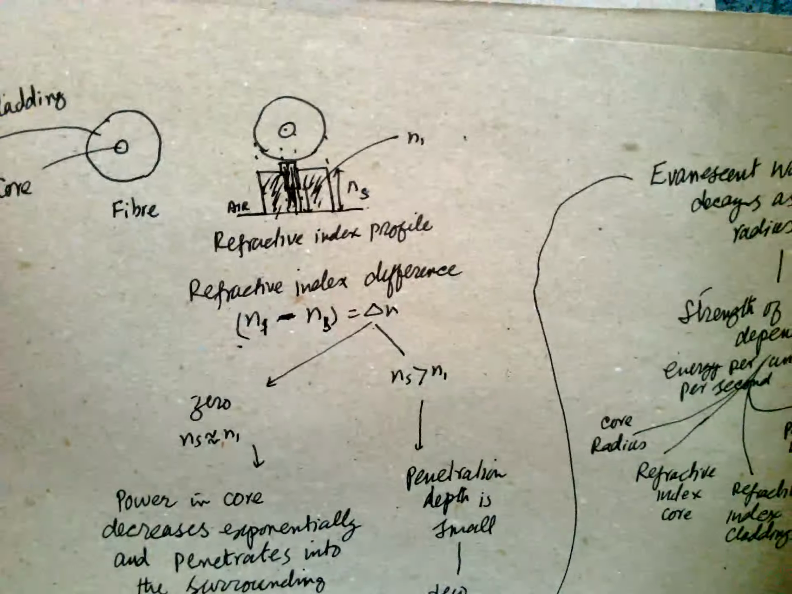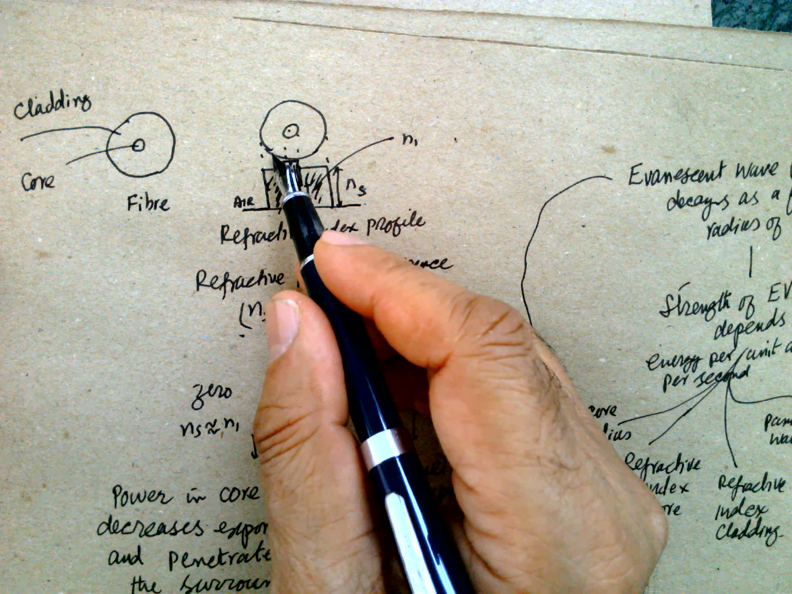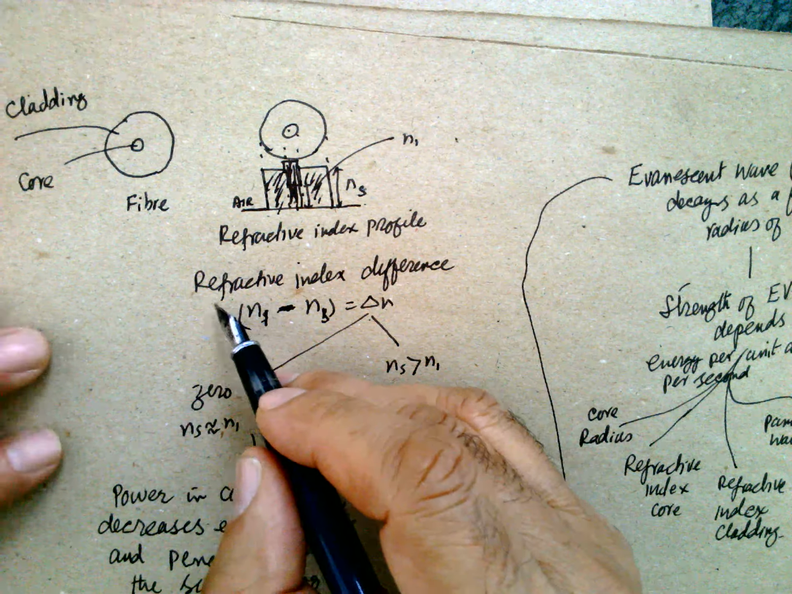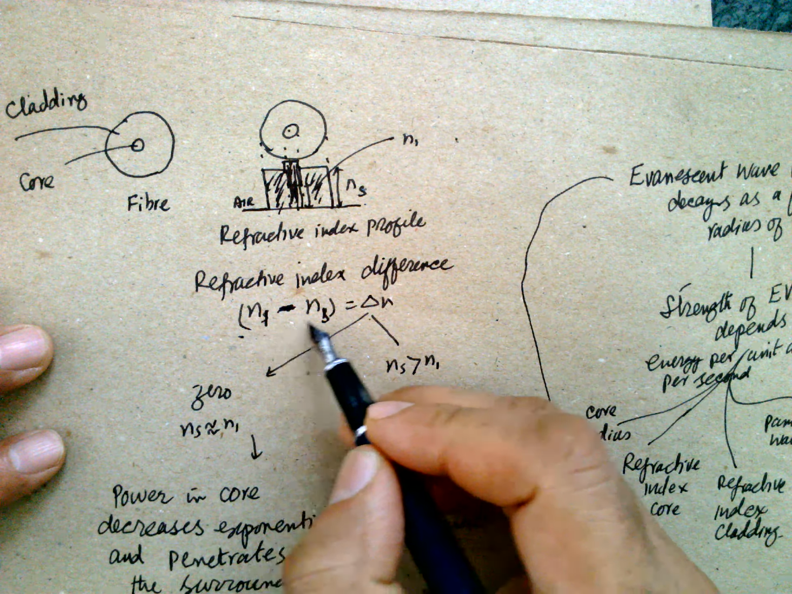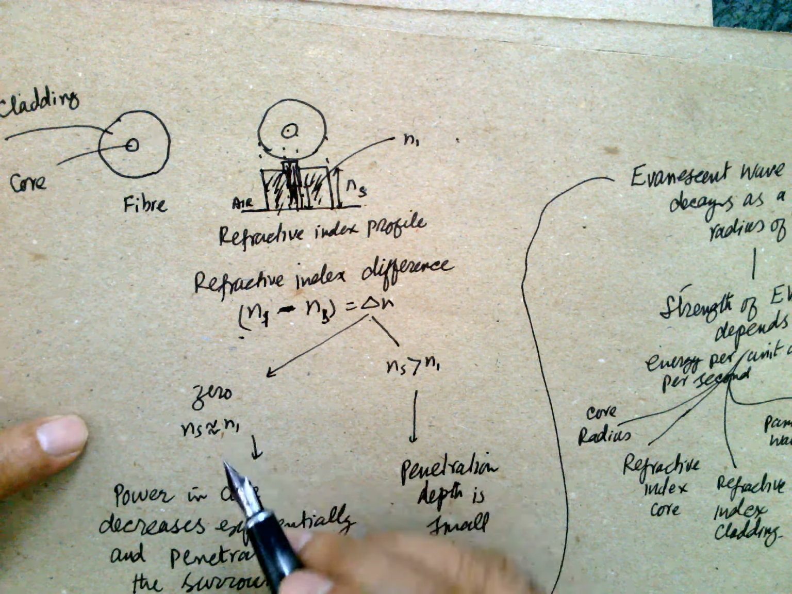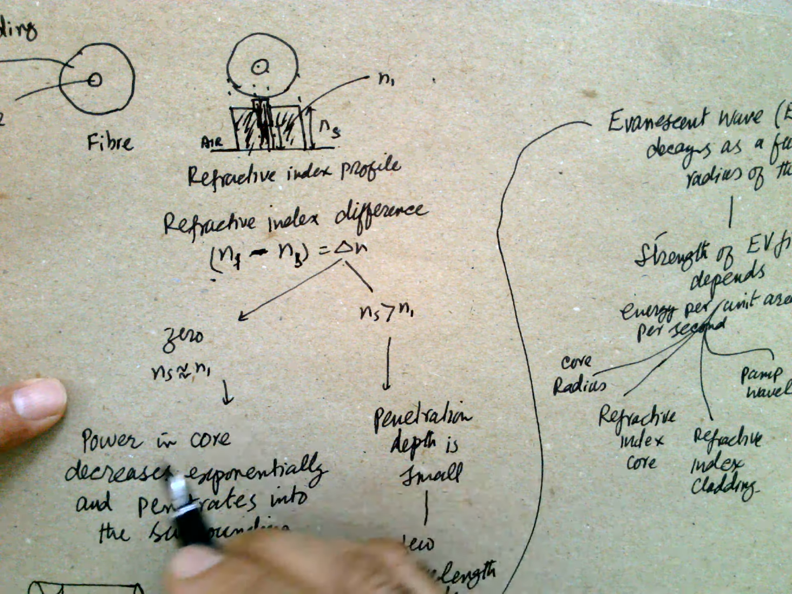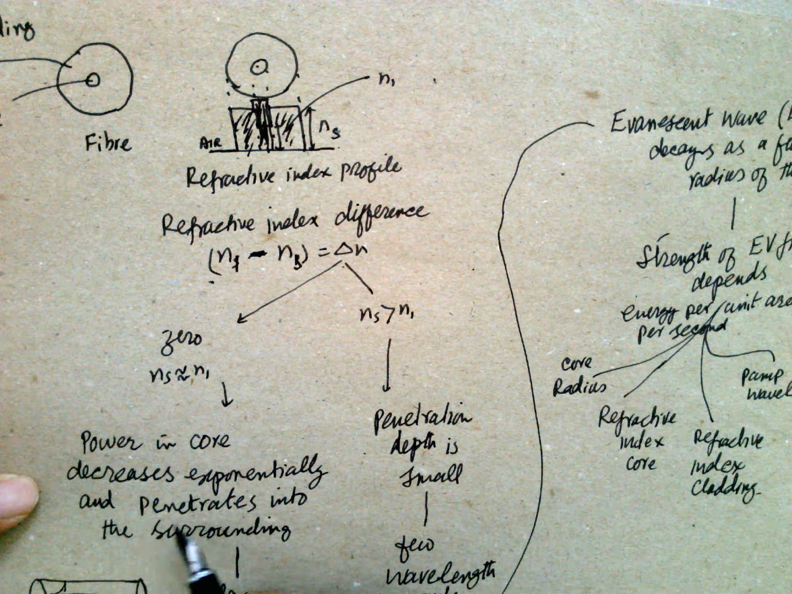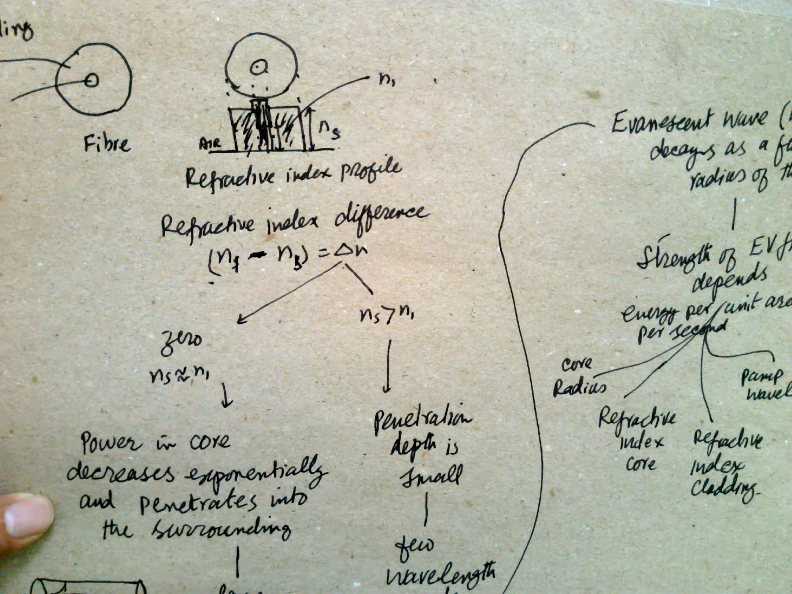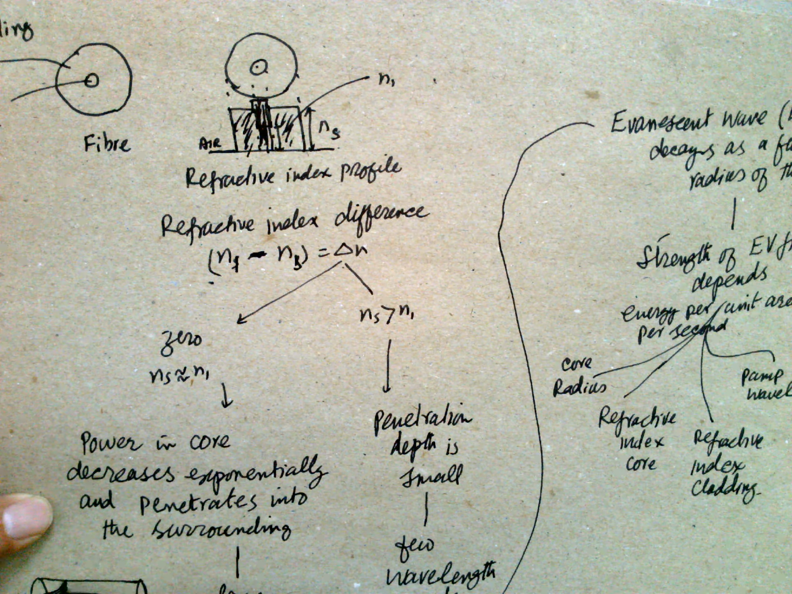So the fiber has a core and a cladding, and the core has a higher refractive index than the cladding and the air. The refractive index profile of this one is this one. So the refractive index difference between n1 and n2 is called the difference of this one. If the difference is nearly zero, if the refractive index is the same, the power in the core decreases exponentially and penetrates into the surrounding. So there is a large penetration depth. This is the core and this is the cladding. So it goes exponentially like this.